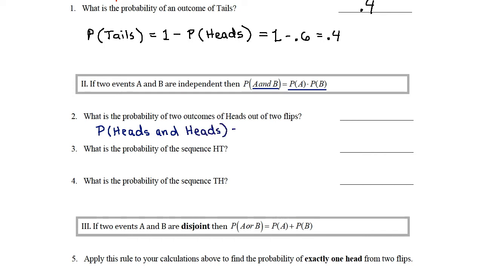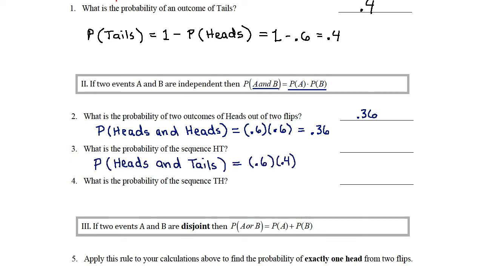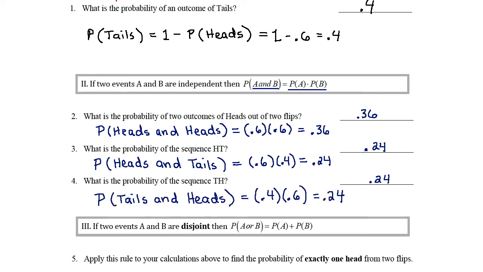Which of course is the probability of heads times the probability of heads, or 0.6 times 0.6, which is 0.36. We can also figure out the probability of the sequence HT. That would be heads followed by tails, which would be the probability of heads multiplied by the probability of tails, which comes to 0.24. And finally, the sequence TH equal likelihood is the sequence HT, so we could give a very similar argument and get that that would also be 0.24. So for independent events, we can multiply the probabilities to calculate the probability of an AND.